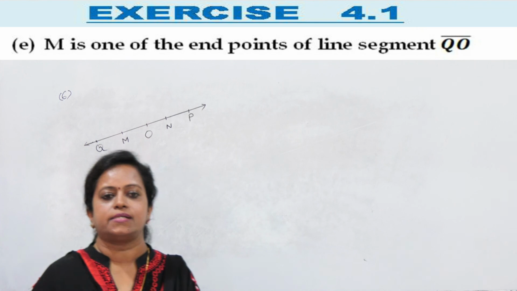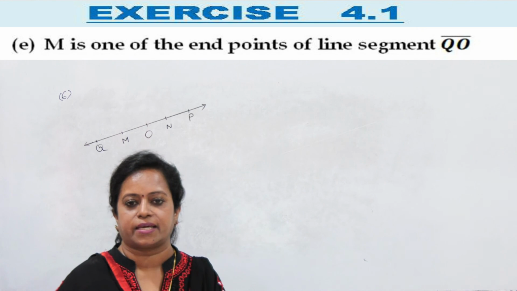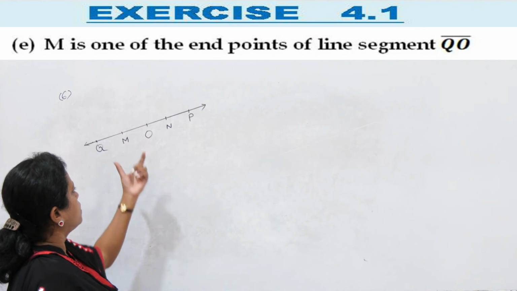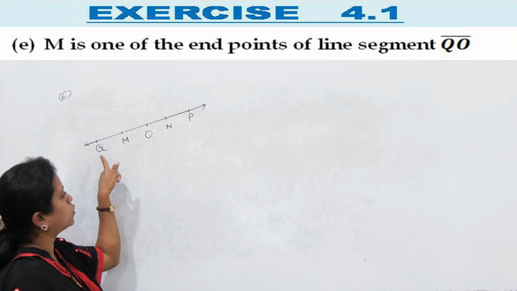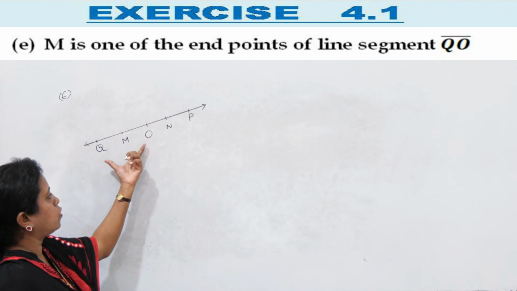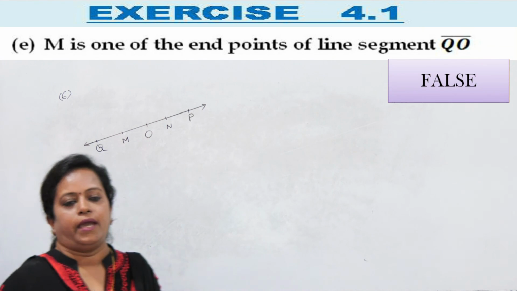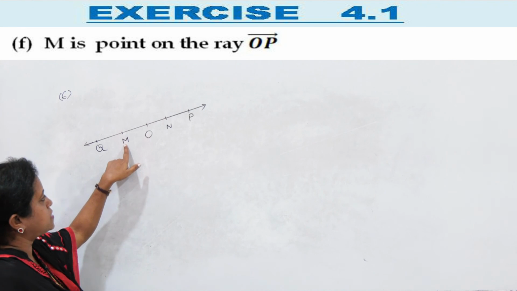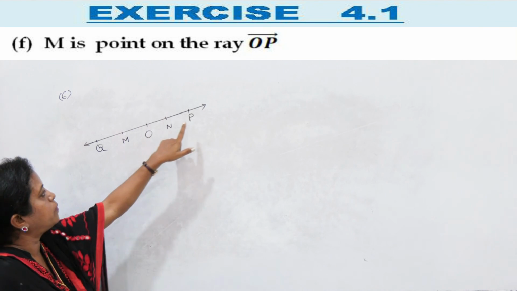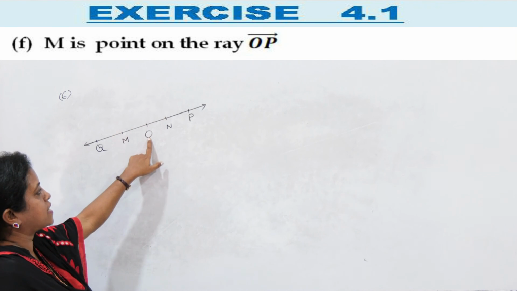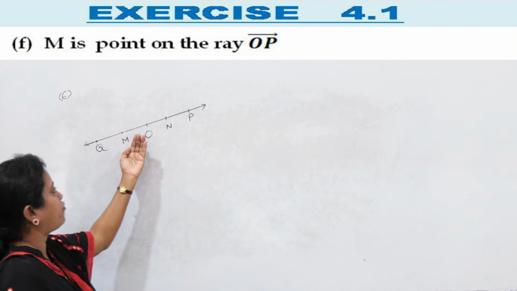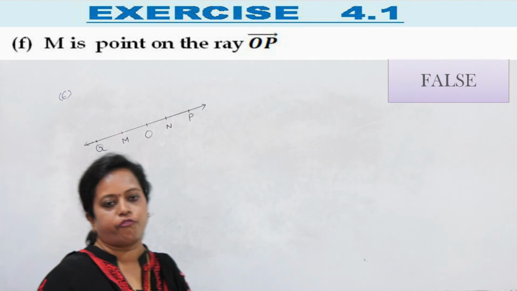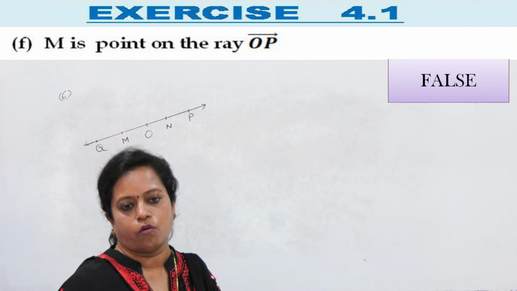Number E. M is one of the endpoints of the line segment OQ. Is it true? No, it is not true. It is false. Clear? F. M is a point on the ray OP. Now where does the ray start? It starts from O and moves in the direction P. And you find that M is beyond that, that is, it is in the opposite direction. So this statement is false. M is a point on the ray OP is false.